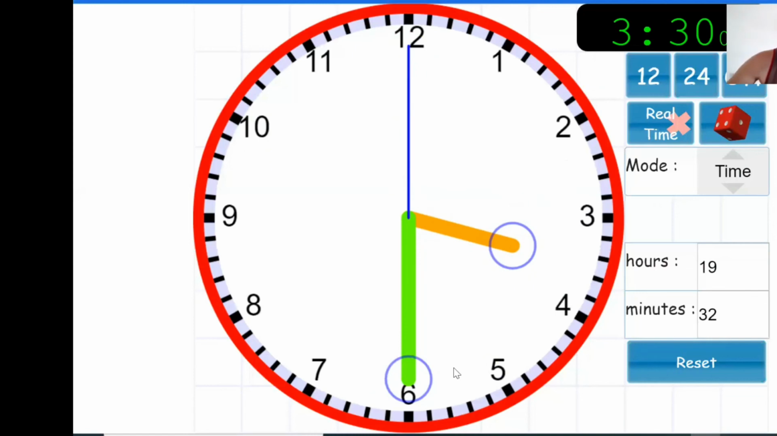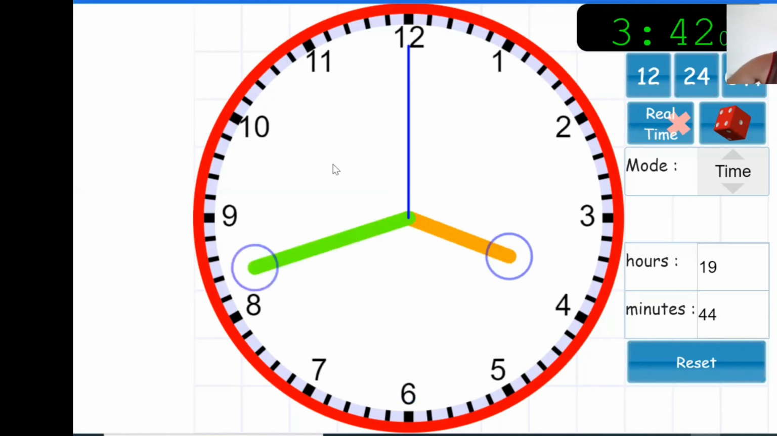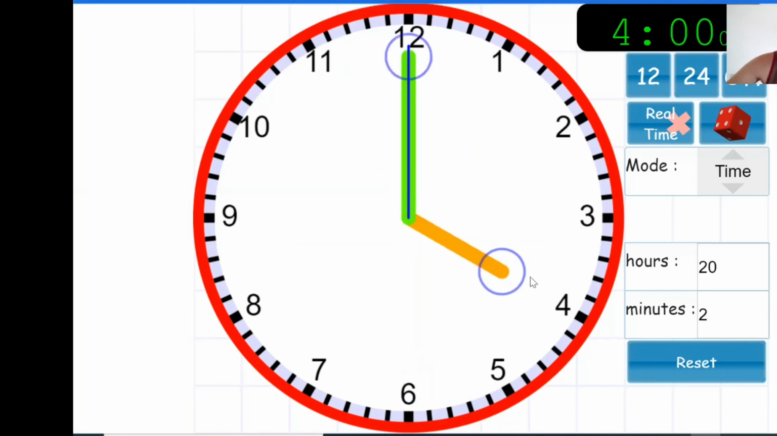All right, let's go back to 3:30. If we go half an hour forward, that means half an hour more. What time will it be? What do you think it'll be? Try it on your clock. If you said 4 o'clock, that is fantastic.